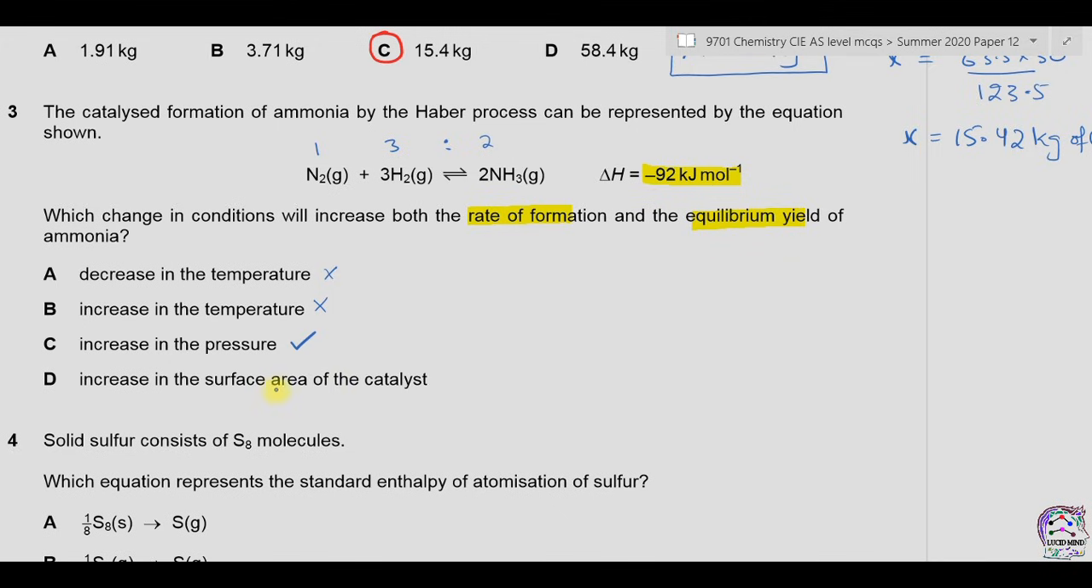D says increase in the surface area of the catalyst. Now increasing the surface area of the catalyst does not increase the equilibrium yield, it only increases the rate of formation. So therefore the only option is C.